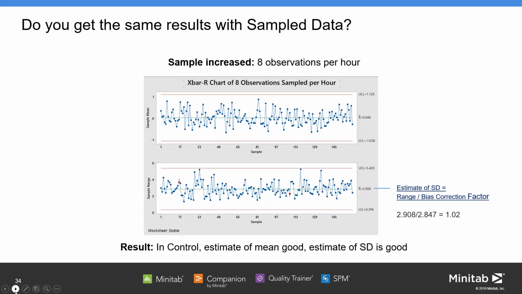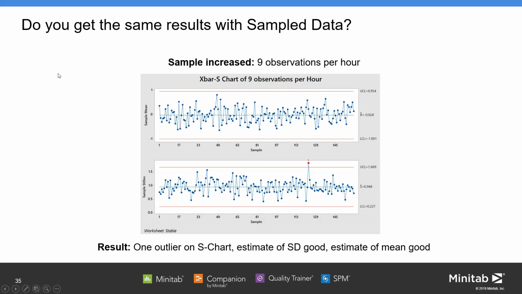Finally, let's have a look at increasing it. Instead of 8 observations per hour, let's have 9 observations per hour. As soon as your subgroup size is 9 or above, you're going to use an X bar S chart instead of an X bar R chart. The only difference between an X bar S chart and an X bar R chart is that in an X bar R chart, you're using a range to estimate your variation, whereas in an X bar S chart, you're using the standard deviation to estimate the variation.